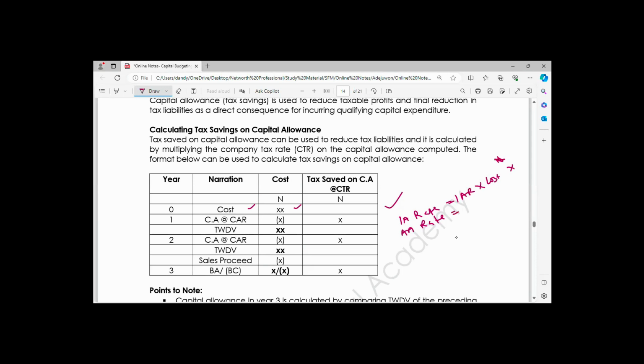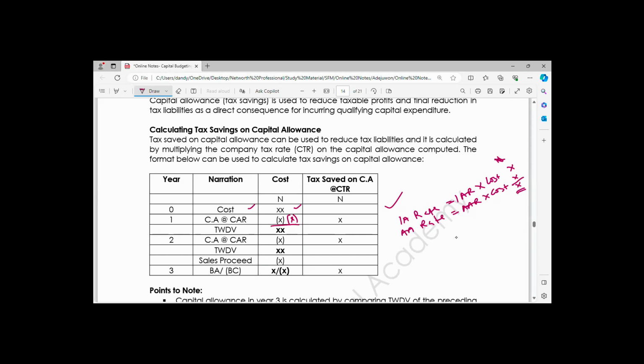Again, in that year one, I will go and do my working. My annual allowance rates multiplied by the cost of the assets. Whatever it is, I will post. I will add the two of them together. I will then go to year one. I will go and post it in this place. That will be my year one capital allowance. Okay? So I will less from the cost of the asset to have my tax written down value.